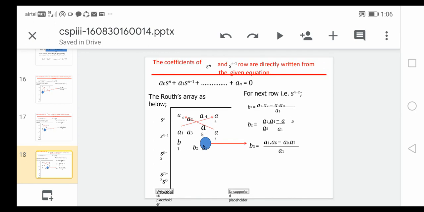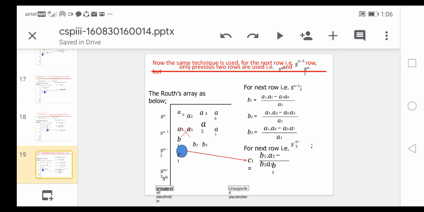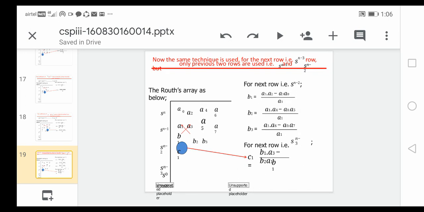And next, similarly, you need to write down c1, c2 and c3 also. c1 is equal to b1 into a3 minus b2 into a1, divided by b1. c2 is equal to b1 into a5 minus b3 into a1, divided by b1. Like that we are going to write down all the elements.